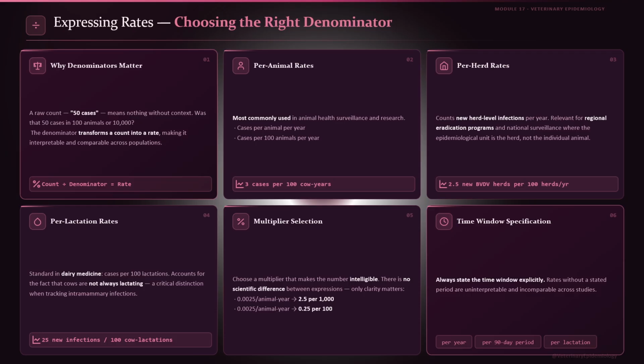Two practical habits to lock in. First, choose a multiplier that makes the number readable. There's no scientific difference between 0.0025 per animal year and 2.5 per 1,000. Pick whichever the listener can actually picture. Clarity is the only goal. Second, always state the time window. A rate with no period attached, per year, per 90 days, per lactation, is genuinely uninterpretable and can't be compared across studies. Never leave it off.